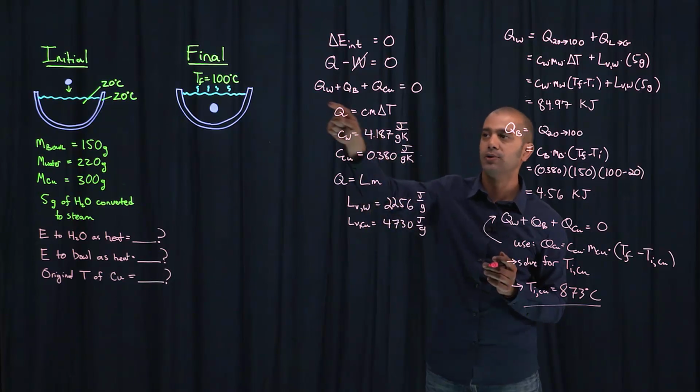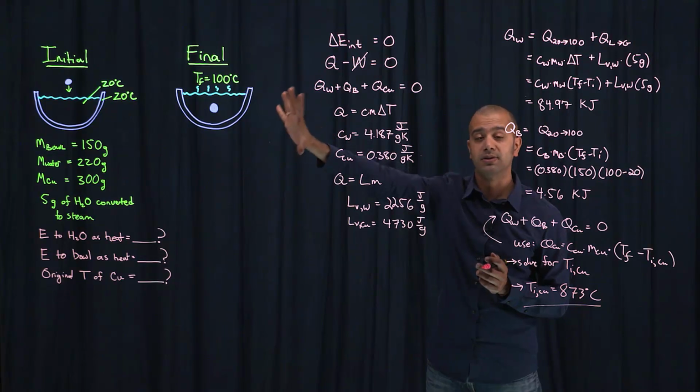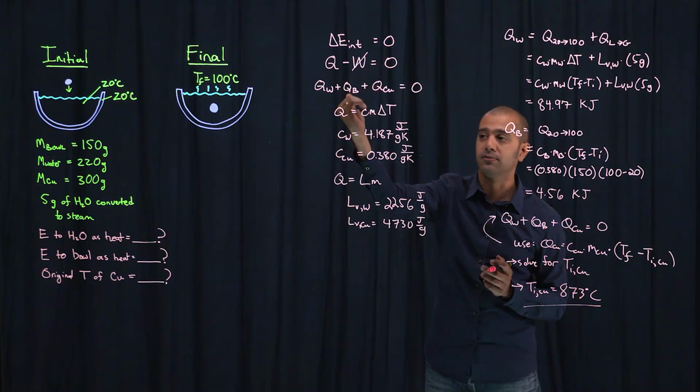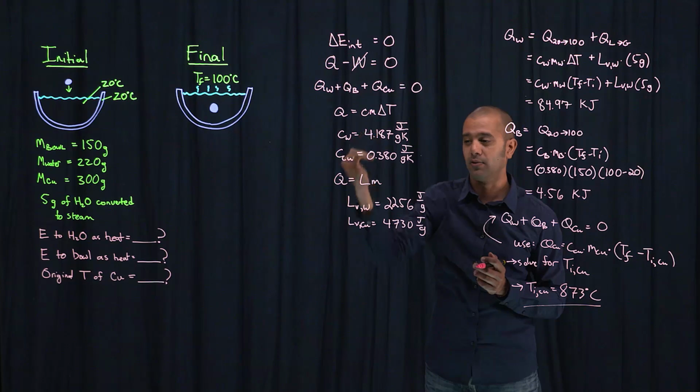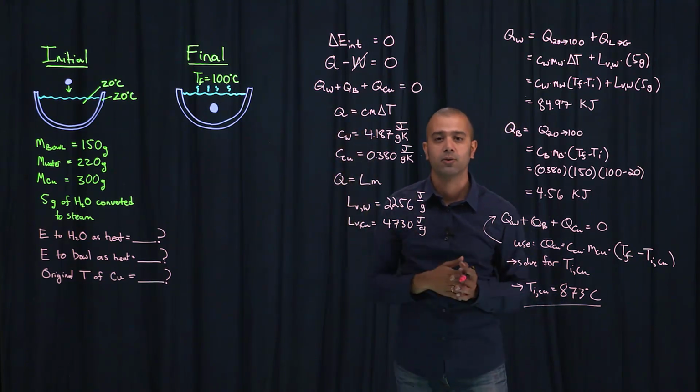Notice that to solve this, we always start out with this formula: all the heats have to add up to 0 as long as the system is isolated. And then from there, you use the formula for heat capacity and the formula for the latent heat. Accounting for phase changes and for temperature changes, you should be able to find missing quantities.